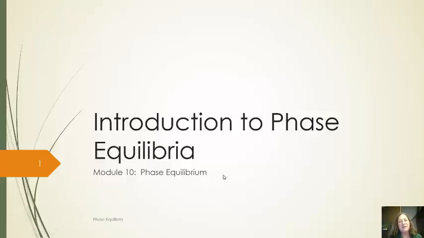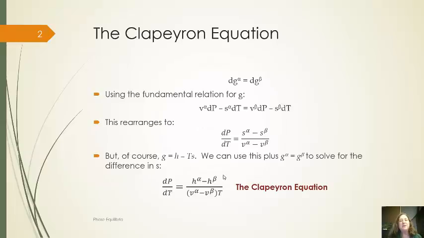Welcome back for the last part of Module 10. We're looking at phase equilibrium, and in particular, we're studying how I can predict the relationship between things such as the temperature and the vapor pressure. And so what we know is that Gibbs energy will reach a minimum at equilibrium.